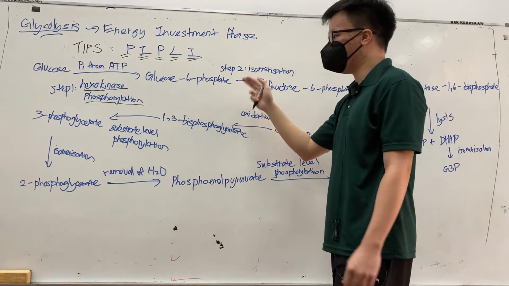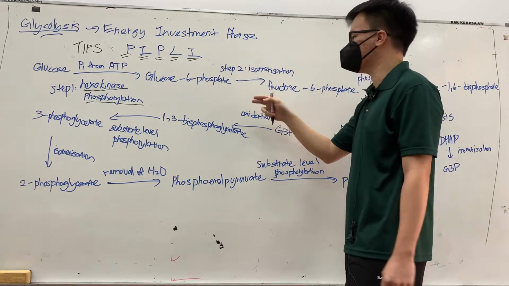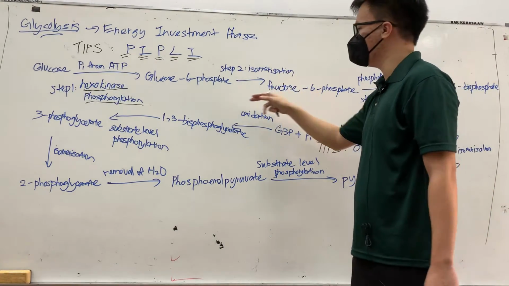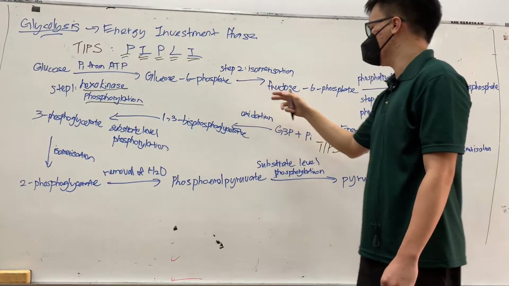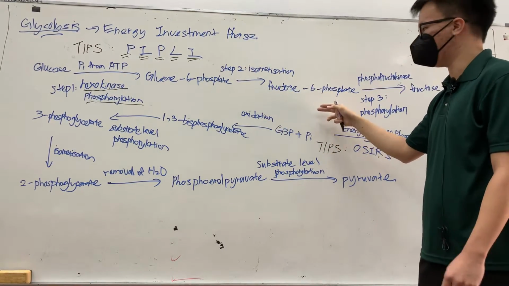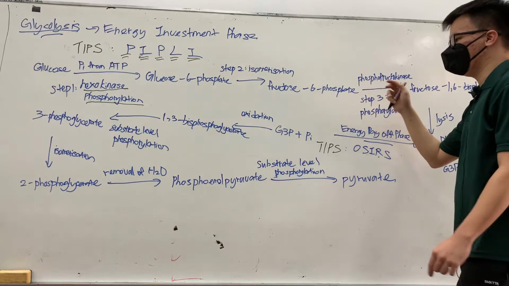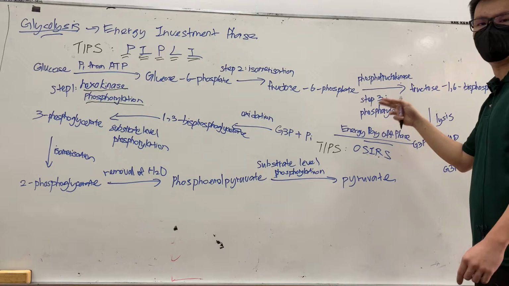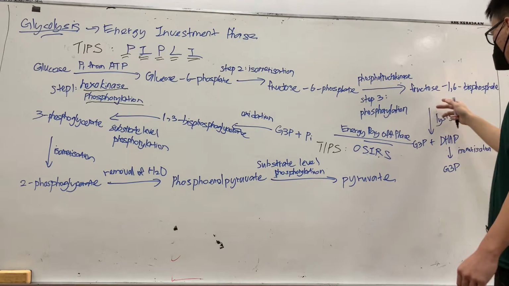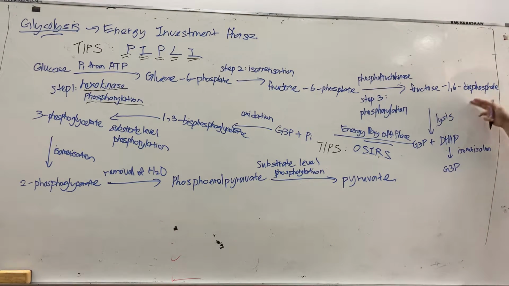Now we move on to the second step, which is isomerization. Glucose 6-phosphate will undergo isomerization to form fructose 6-phosphate. And then fructose 6-phosphate will undergo phosphorylation again to form the fructose 1,6-bisphosphate.